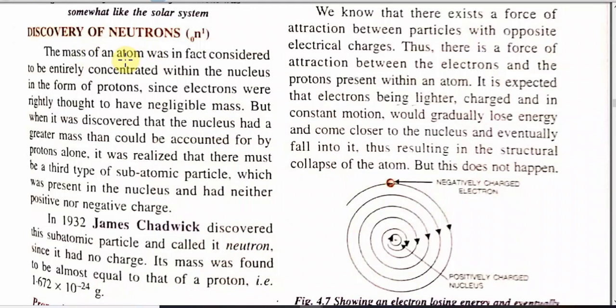The mass of an atom was in fact considered to be entirely concentrated within the nucleus, but the mass of proton was greater and mass of electron was very less. So scientists have ignored the mass of electron. Now, after the experiment, they realized that total mass of atom was far more different from the total mass of protons present in the atom. So they realized that the atom should contain something more than just electron and proton.